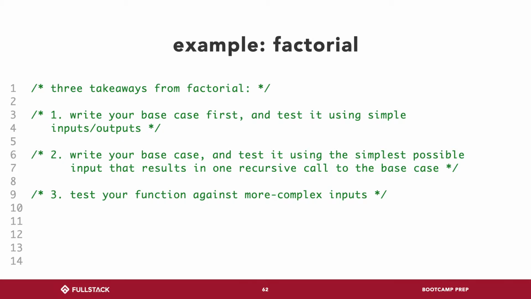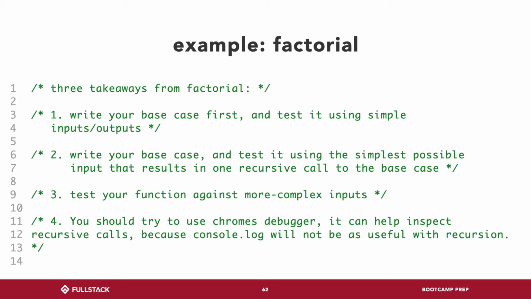Any questions? Oh, so you should try to use Chrome's debugger. It can help inspect recursive calls because console.log will not be as useful with recursion. console.log could be useful with recursion if you know how to console.log correctly, okay? Like you would console.log what the argument is, you know? And you'll see when it actually breaks. But the debugger tool definitely helps as well, like I said before.